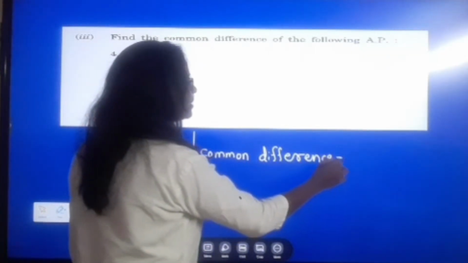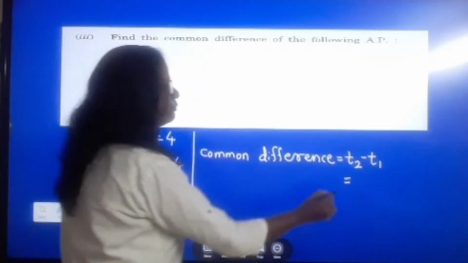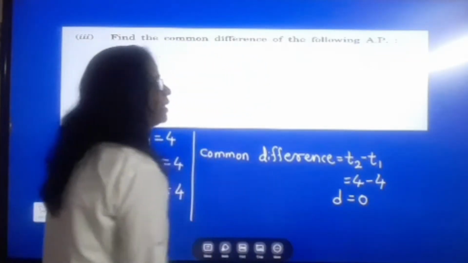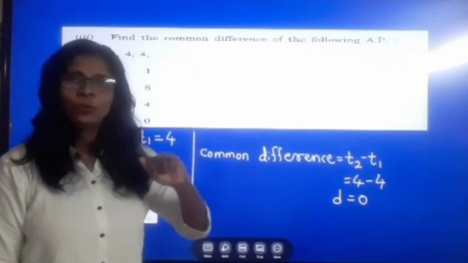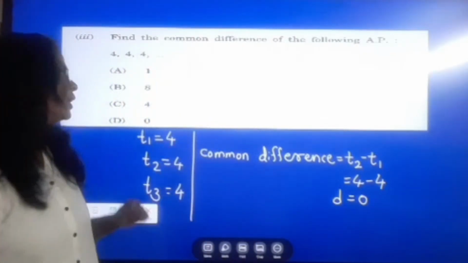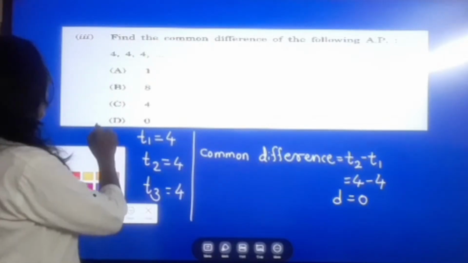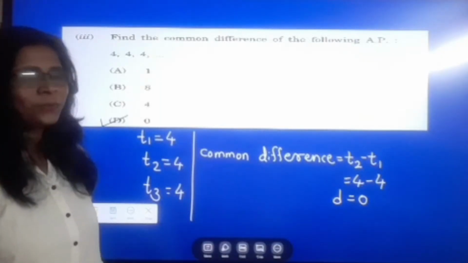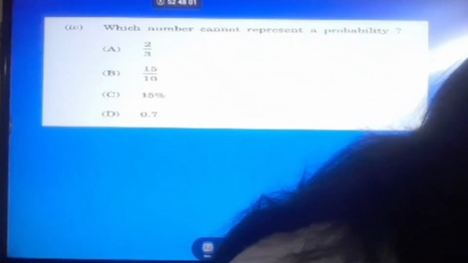So the common difference is equal to T2 minus T1, which is 4 minus 4, which is equal to 0. We represent the common difference by D, so D is equal to 0. See which option is correct. The option D, that is 0, is the correct option. Then come to the next example, students.